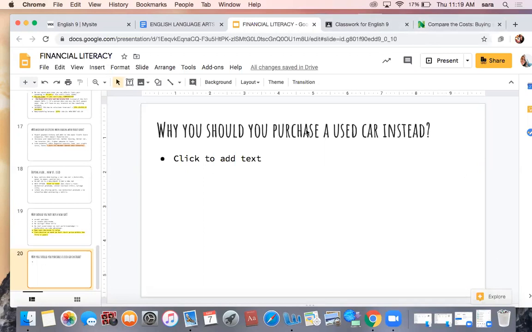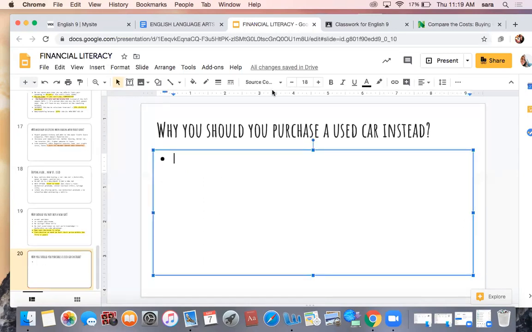But anywho, what do you guys think? Why should a person purchase a used car instead? And I want you to think about the costs. It's cheaper. Definitely. And you can still find really good deals, especially here in California. Like in Oregon, you can buy lots of older cars, but they're still way, way expensive. And then here, you can buy pretty new cars for half the price of an older car in Oregon.